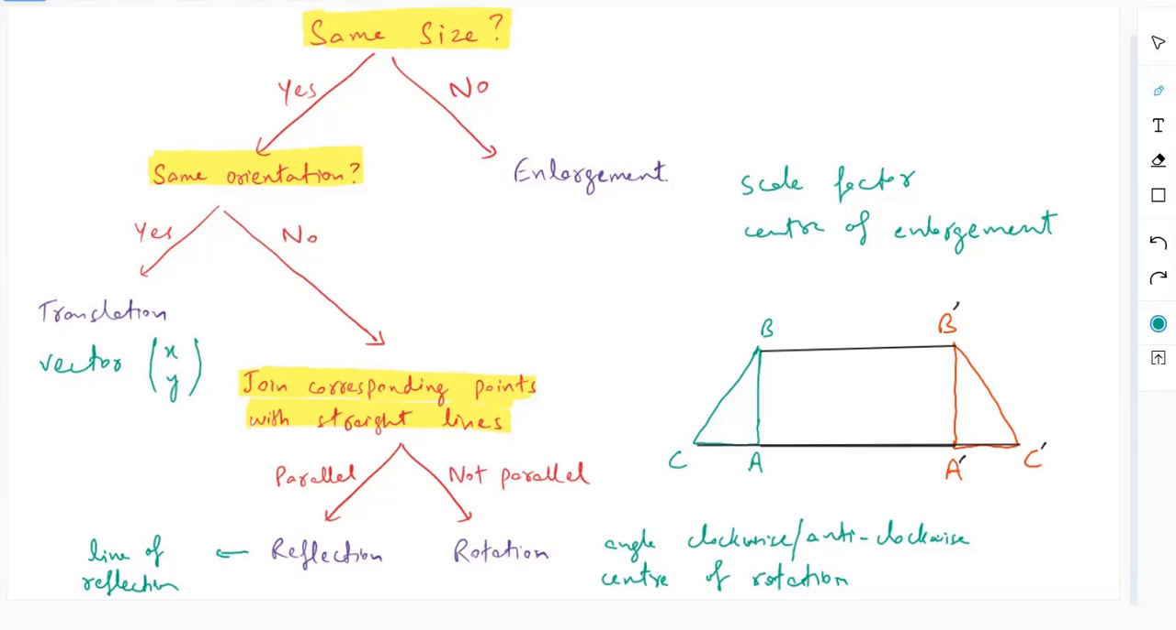अब जब आपने आइडेंटिफाई करना होता है कि कौन सी ट्रांसफॉर्मेशन है, दिस इज द फ्लो चार्ट दैट यू कैन फॉलो. साइज का पहले देखें, ओरिएंटेशन का देखें, और अगर उसके बाद फिर आप ट्रांसलेशन एनलार्जमेंट दोनों नहीं है, फिर आप ये कॉरेस्पॉन्डिंग पॉइंट्स को स्ट्रेट लाइन से जॉइन कर दें. अगर वो पैरेलल आ जाते हैं इट्स अ रिफ्लेक्शन, अगर पैरेलल नहीं आते हैं इट्स अ रोटेशन. Okay, so that's what we discussed yesterday. Now let's move on to matrices after this.